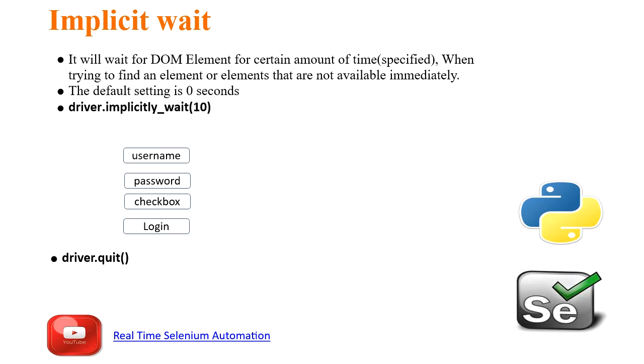In this video, we'll see about the implicit wait. When we are trying to find web elements that are not available immediately, the implicit wait will wait for the DOM elements for a certain amount of specified time. Now let's see an example.